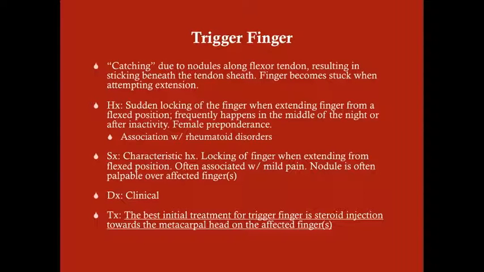So this frequently happens in the middle of the night or after inactivity, with a female preponderance, and yes, there's an association with rheumatoid disorders. With these patients, when they come in, they're going to have the characteristic history: locking of the finger when extending from a flexed position. Often it's associated with some degree of mild pain, and you should be able to palpate the nodule over the affected finger. However, not being able to palpate a nodule does not rule out the diagnosis.